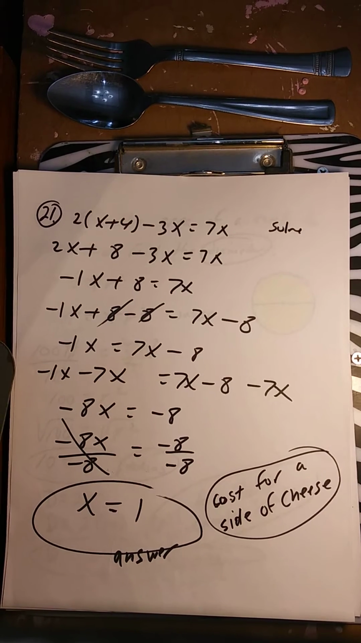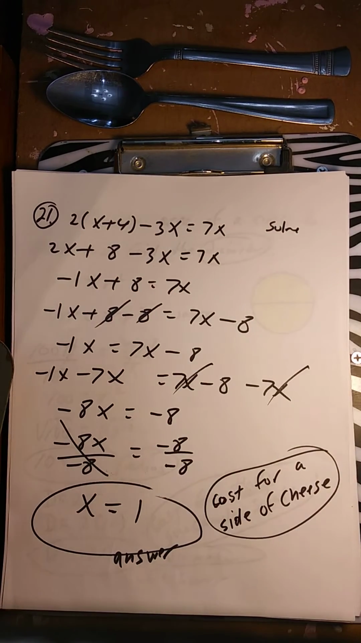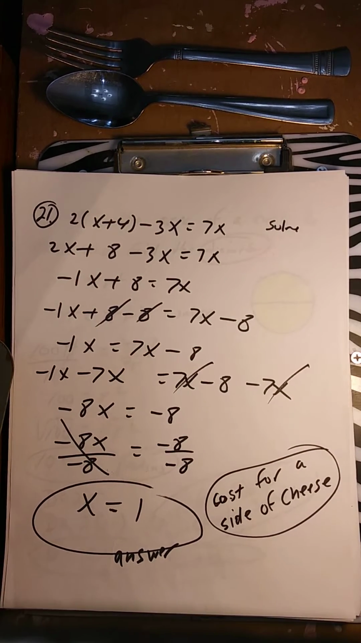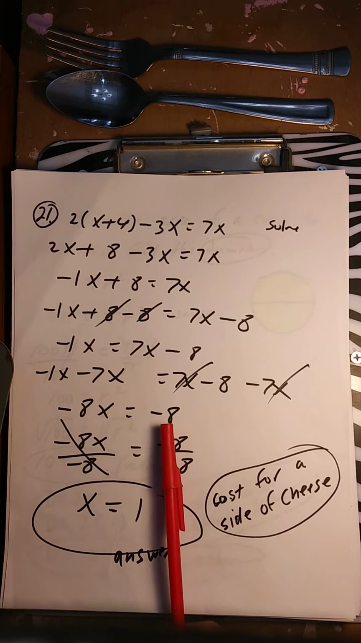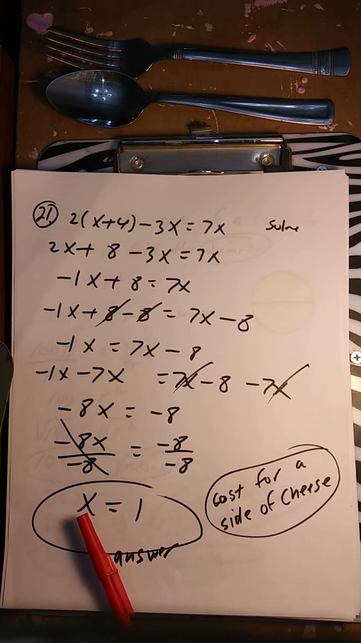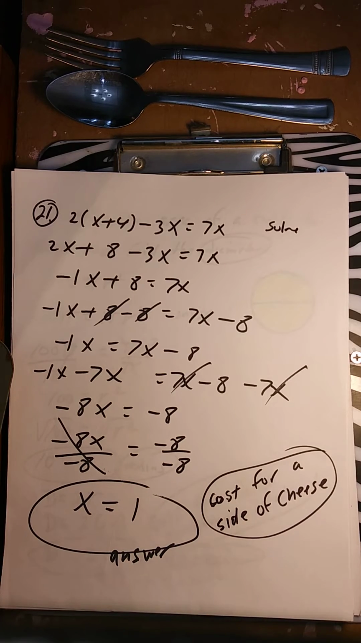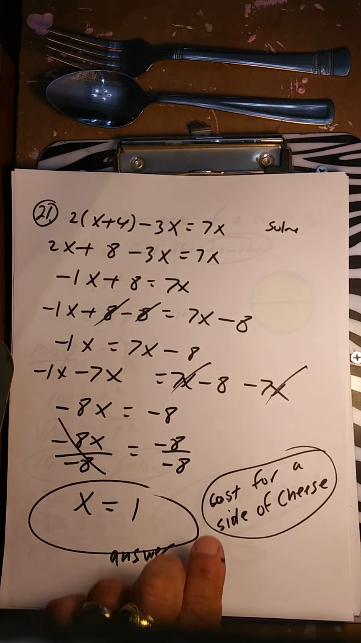And again, what's going to happen to these ones? They're going to cancel each other out. They're out of there. So what's left over is we have negative 8x equals negative 8, divided by negative 8. So x equals what? 1. This is like the cost for a side of cheese.